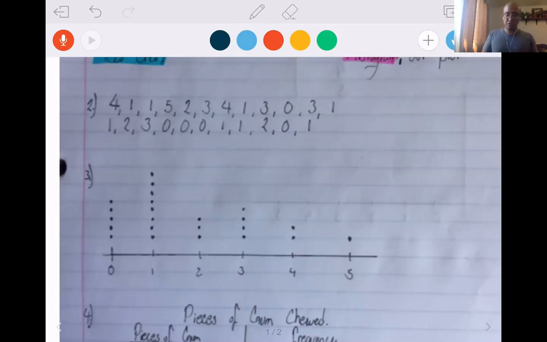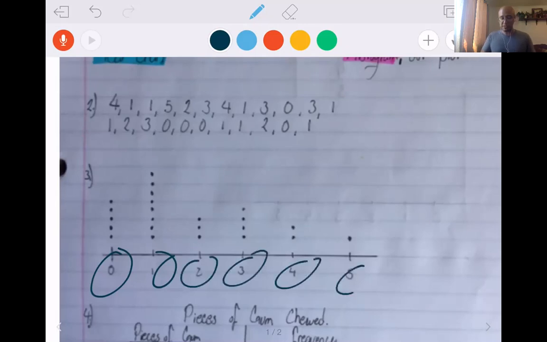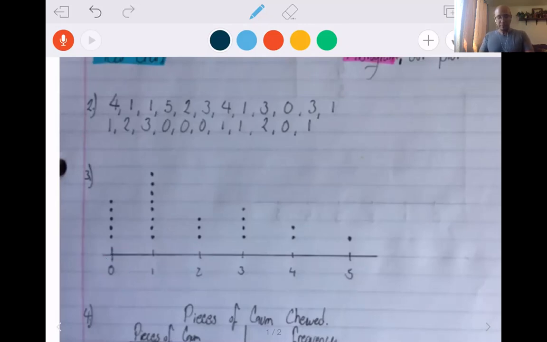The first thing that we need to do is create a dot plot. I already did that for you, but you can do so in your own notebook so you can follow along. Again, we start with a number line. We make lines for each of the values, starting with 0, 1, 2, 3, 4, 5. It is possible in that set of people that there wasn't anyone that chewed only 2 pieces of gum. But as we can see in this particular data set, there was at least one person that chewed anywhere from 0 to 5. All right. So let's make a dot plot.